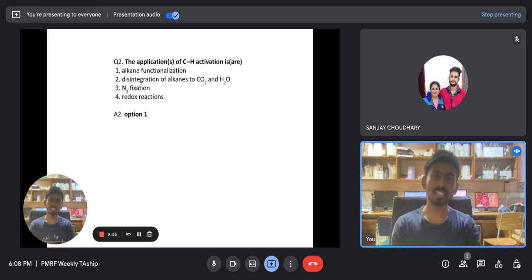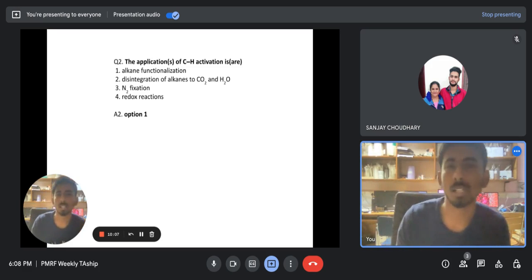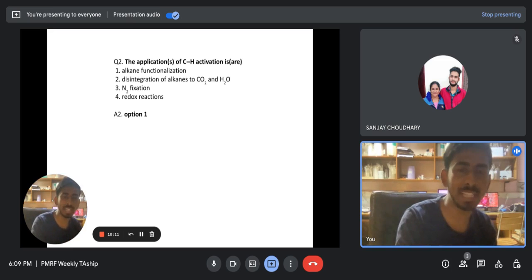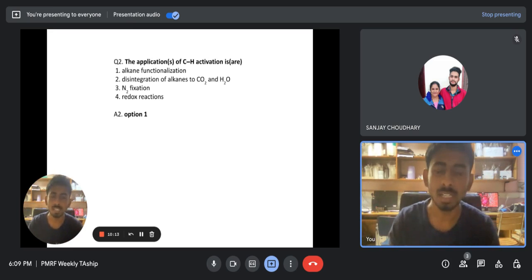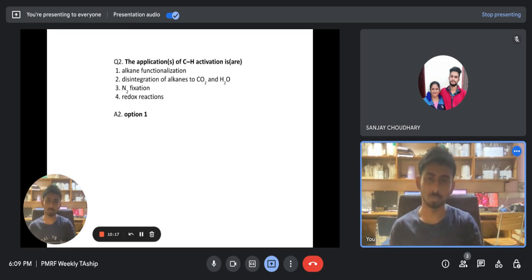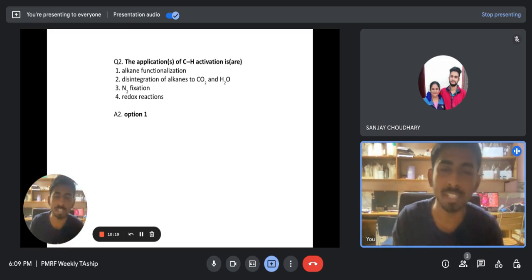Firstly, the alkane functionalization. Second option is the disintegration of alkanes to carbon dioxide and water. Third option is the nitrogen fixation, and the fourth option is the redox reaction. So the main one of the main protocols is alkane functionalization. The alkanes are nothing but hydrocarbons, straight chain hydrocarbons, which do not have any kind of unsaturation inside the moiety or motif.